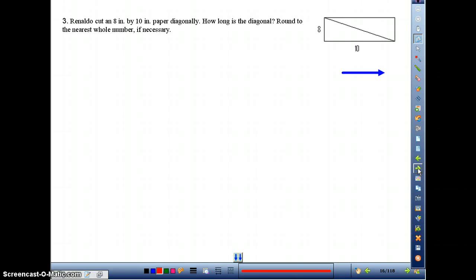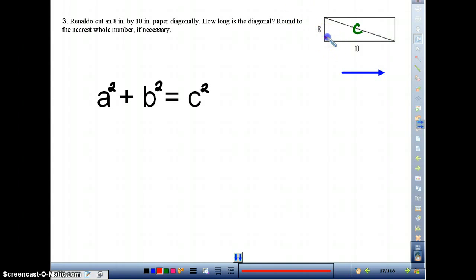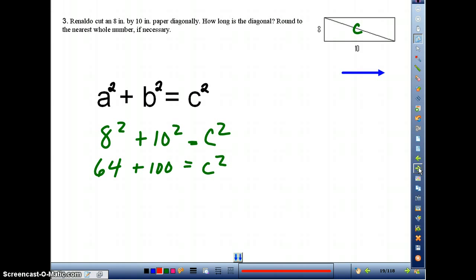Number 3, Ronaldo cut an 8-inch by 10-inch paper diagonally. Ooh, there's a clue word. How long is the diagonal? Round to the nearest whole number if necessary. Anytime you see the word diagonal in reference to a square or rectangle, you just cut it into 2 right triangles, so we're going to use Pythagorean theorem. The diagonal is your longest side, that's C. Here's your right angle. Let's plug in the numbers we do know and solve for C.